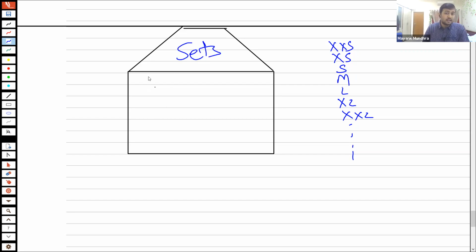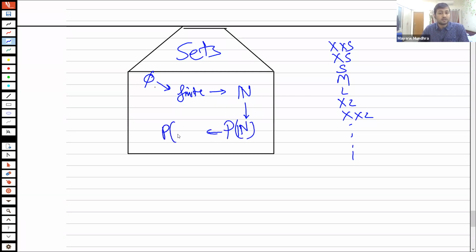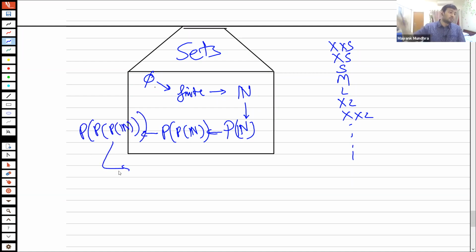The smallest size will be the null set, which is size 0. The size larger than that would be a finite set. A size larger than that will be that of natural numbers. Now, what comes after this set of natural numbers? What comes after this is the power set of natural numbers. And after that comes the power set of the power set, and so on. This thing can keep going till infinity. So the sizes of sets keep on increasing one after the other.